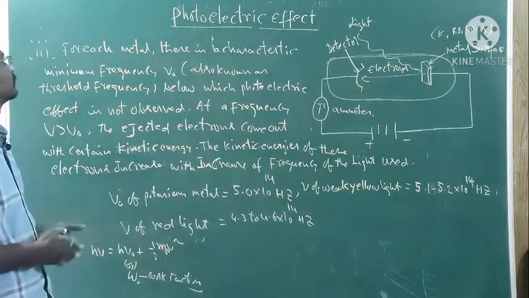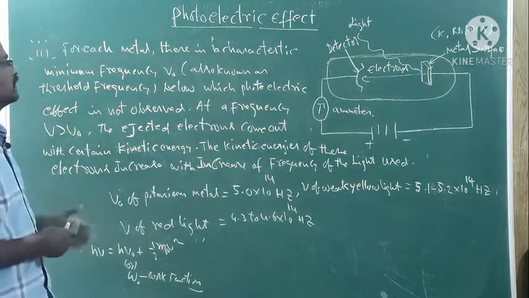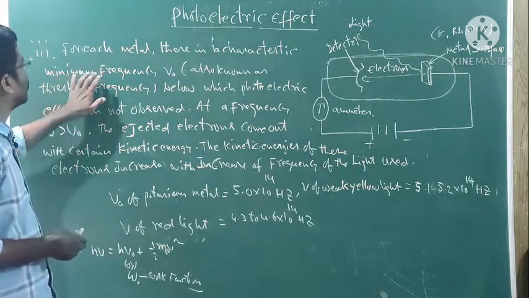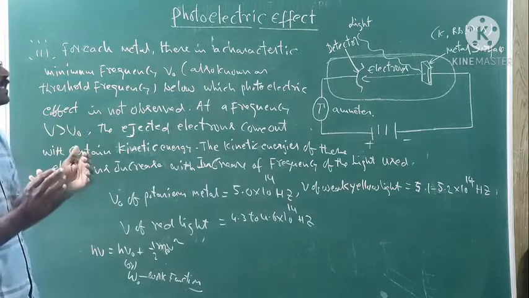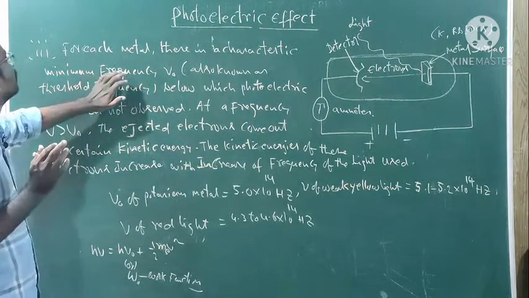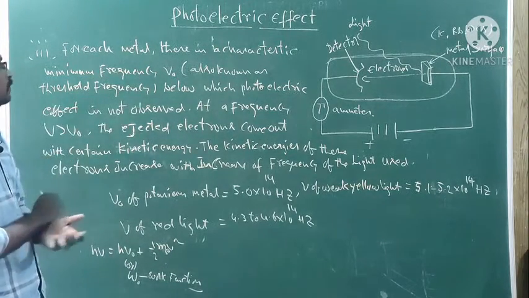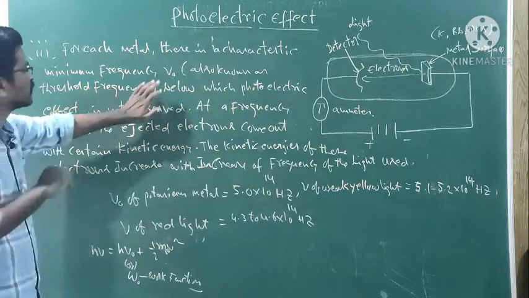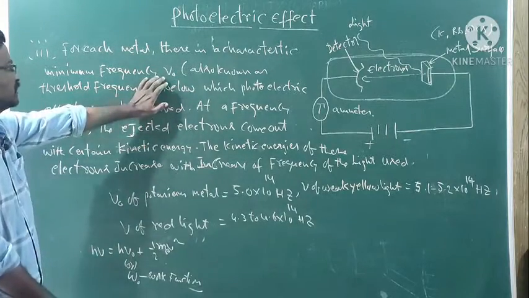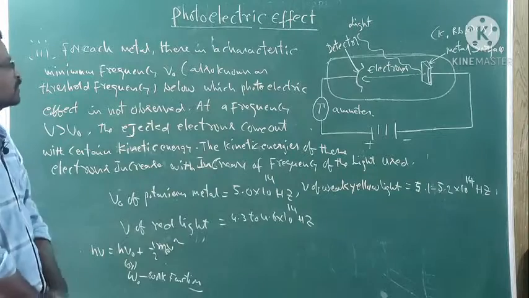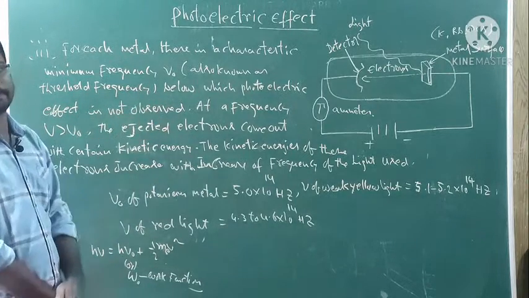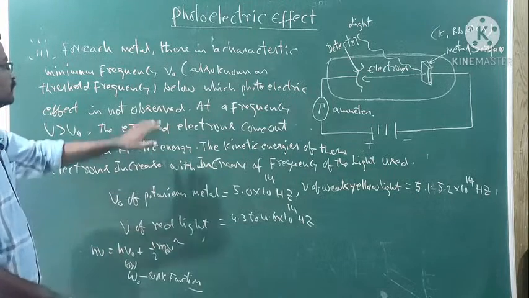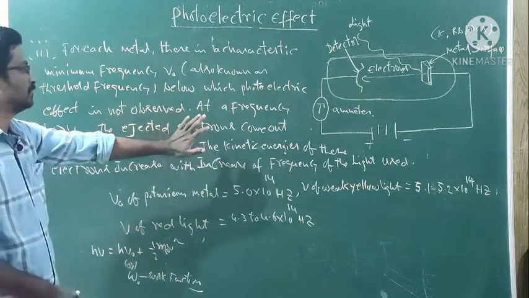What it says? For each metal, there is a characteristic minimum frequency, nu naught. Every metal has a characteristic minimum frequency. This is known as the threshold frequency, below which the photoelectric effect is not observed.